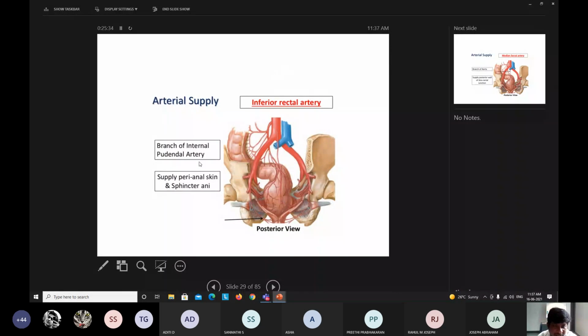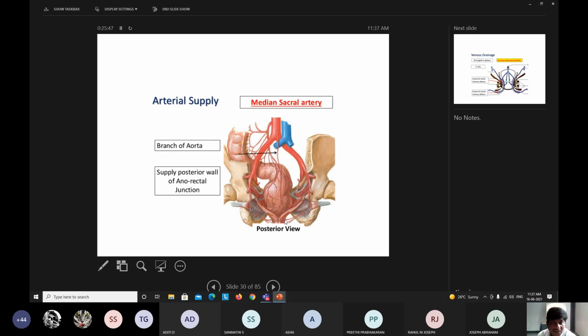Inferior rectal artery, branch of the internal pudendal artery. The black arrow is showing the inferior rectal artery, which supplies the perianal skin and the sphincter ani muscle. So, median sacral artery. In the midline, the previous slide has shown you the relation.